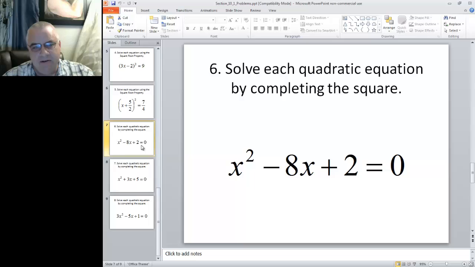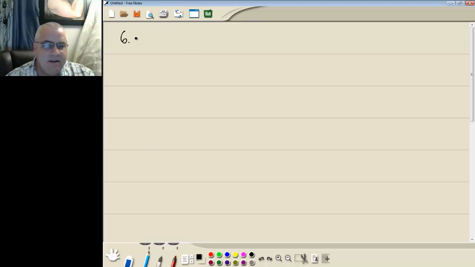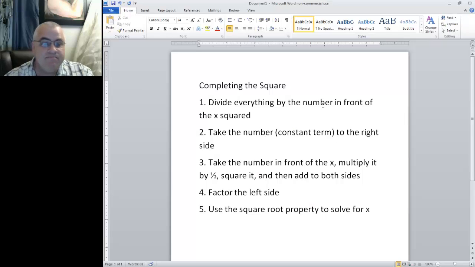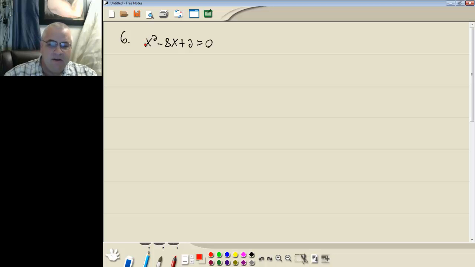This is the easiest type, then we'll look at the medium difficulty, and then the hardest type. So we got x squared minus 8x plus 2 is equal to 0. Step 1: divide everything by the number in front of the x squared. We don't have a number in front of our x squared, so we don't have to do step 1 here. Step 2: take the constant term to the right side. So I'm going to take this positive 2 to the right side. So we got x squared minus 8x is equal to negative 2.